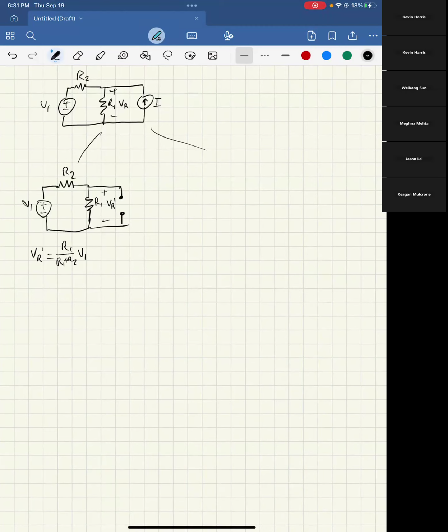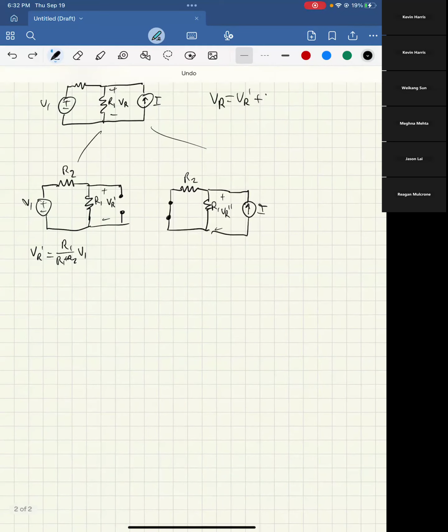And then our other circuit would be where we neutralize the voltage source and leave in the current source. So here we're going to have I R1 plus minus VR prime prime. And so what we end up finding is that VR equals VR prime plus VR prime prime. So here, what's going to be the voltage across VR?